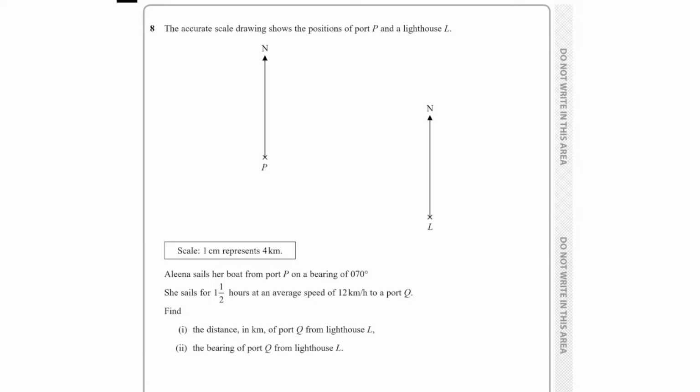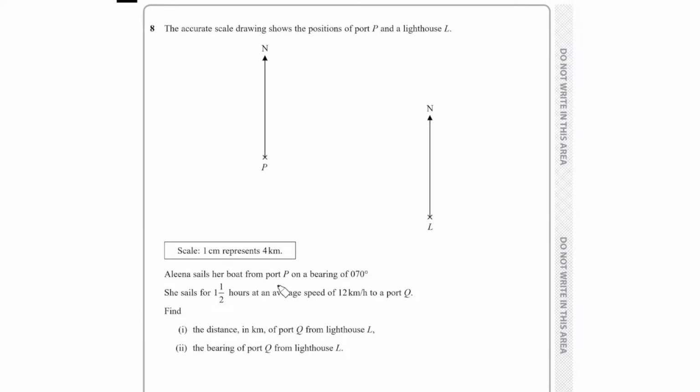Question 8. This one is bearings and scale, and this one you actually have to physically measure, which obviously mine isn't to scale. If you've got it printed in front of you at A4 size, then I would assume it would be the correct scale. If you've printed it 2 pages on one, it won't be the right scale, but we can at least talk through the steps. So the accurate scale drawing shows the positions of port P and a lighthouse. They've given us a scale, so if you've printed it as a full A4 sheet, 1 centimetre would represent 4 kilometres.